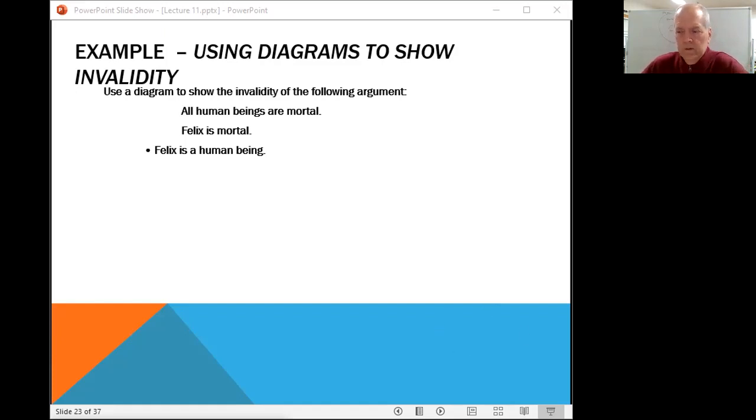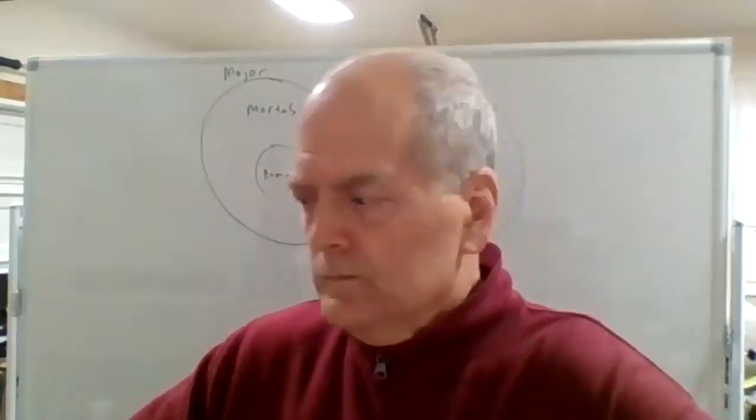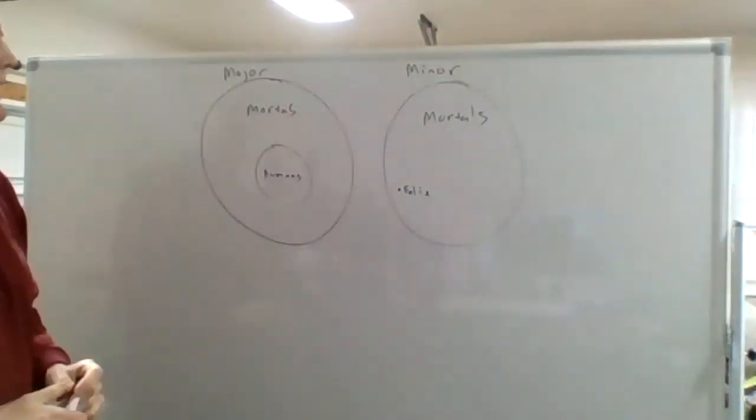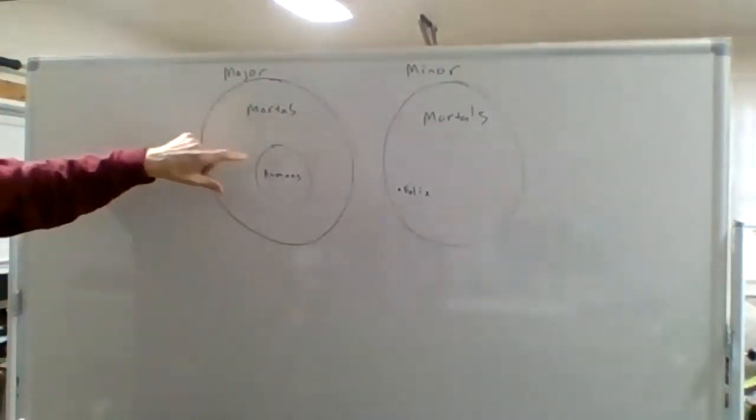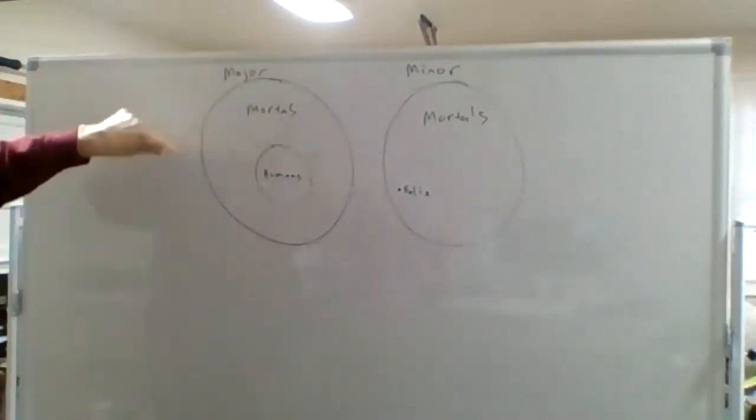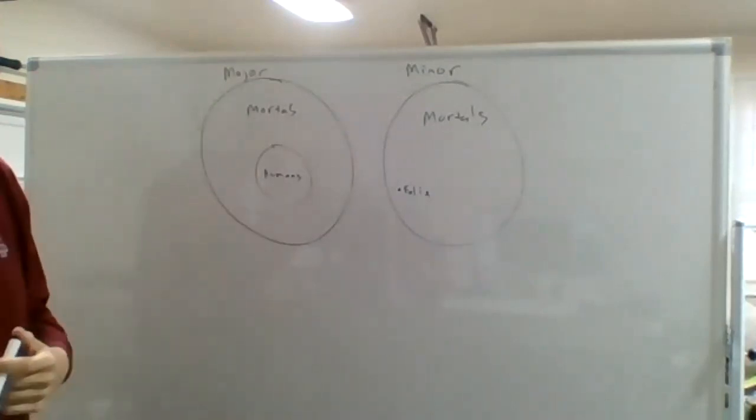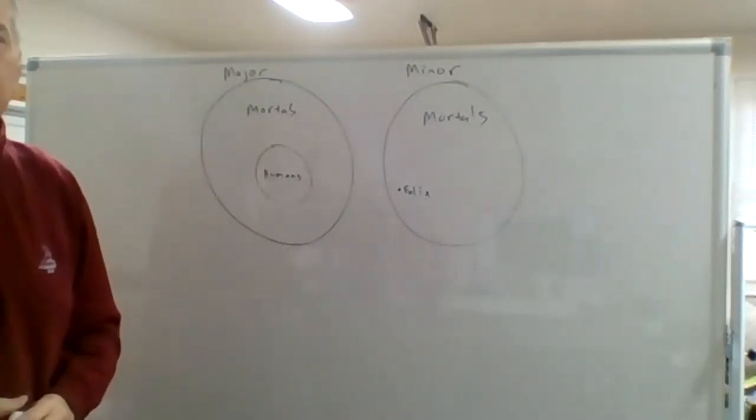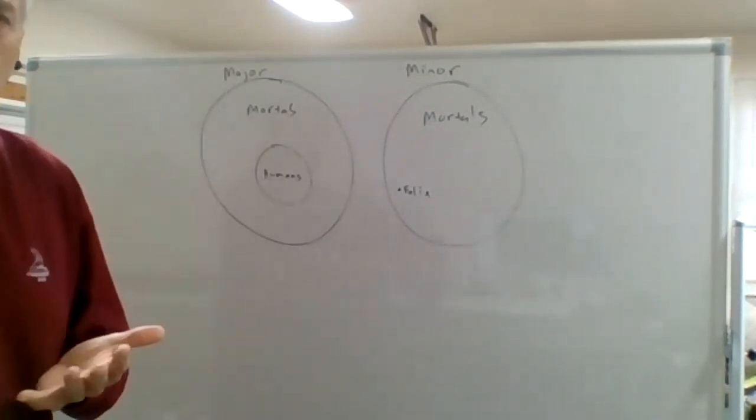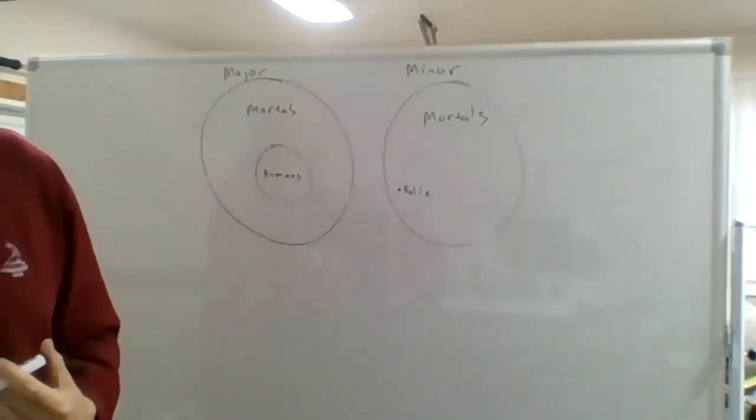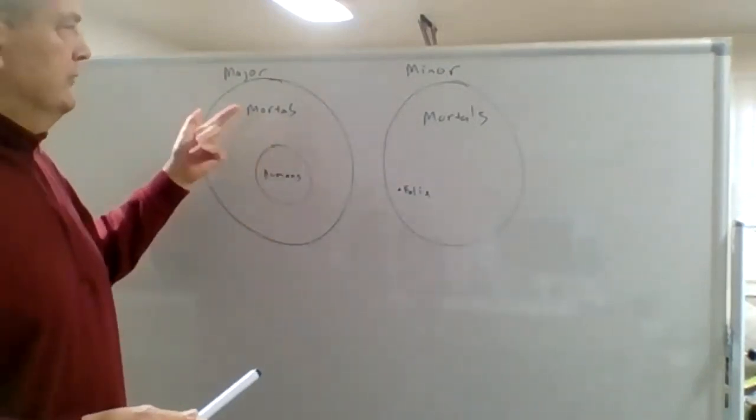Okay, let's take a look at this one. So we have our major premise: all humans are mortals. So we've got our set of mortals represented by this outer circle. And then we have a set of humans, and all humans are mortals. So all humans are mortals, but it does not say that all mortals are humans.